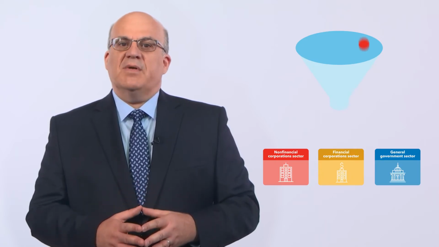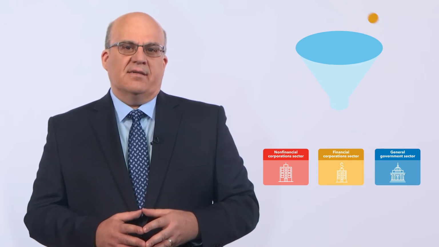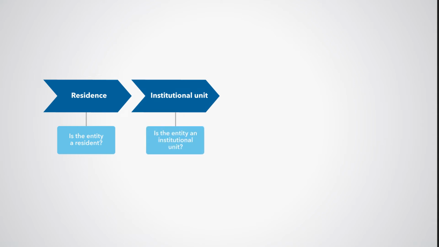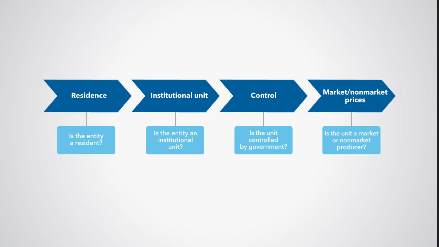Now, how do we determine which entities belong to the public sector and where in the public sector they should be classified? To answer these questions, we have to ask four basic questions. First, is the entity a resident of the domestic economy or a non-resident? Second, is the entity an institutional unit? Third, who controls the institutional unit? A government unit, a public corporation, or a private sector unit? Fourth, what does the institutional unit do? Does it provide goods and services on a market basis or a non-market basis?